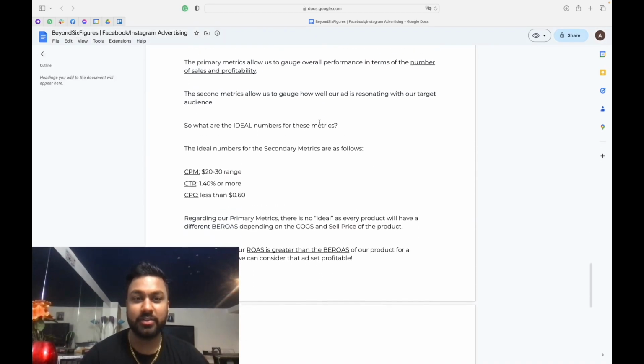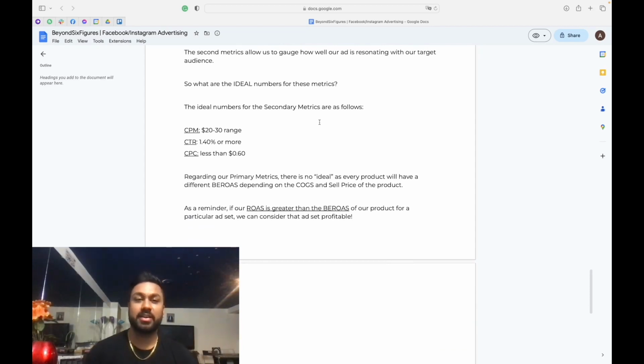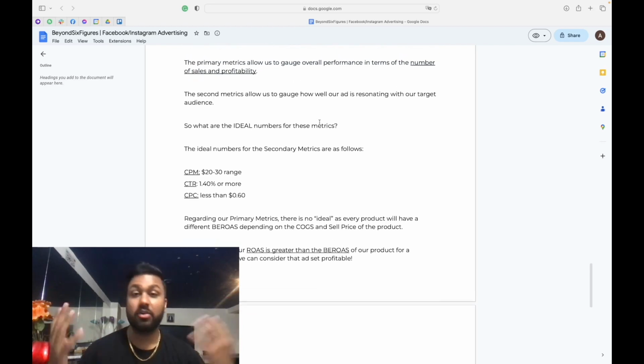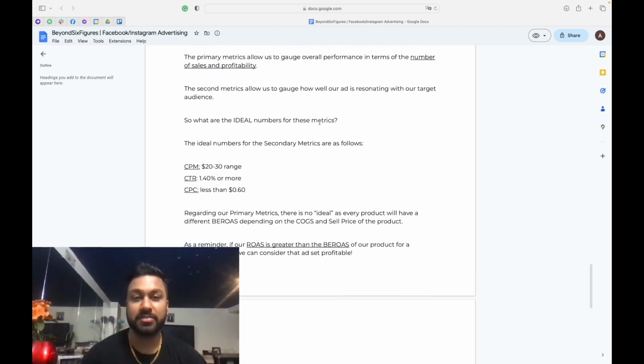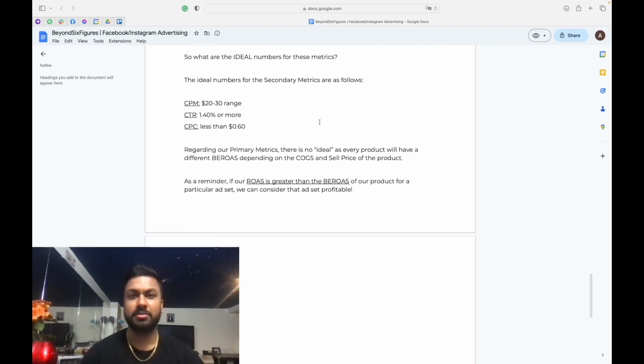And then we're going to continue to talk about the ideal metrics, right? So the secondary metrics, like I said, allow us to gauge how well our ads are resonating with the audience, and the primary metrics allow us to understand the overall performance of the number of sales and profitability. So what are the ideal numbers for these metrics? You guys must be wondering, right?